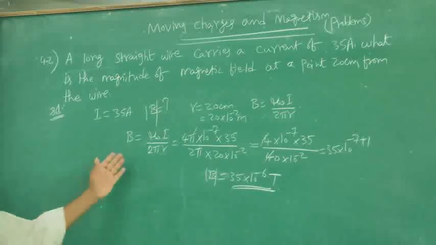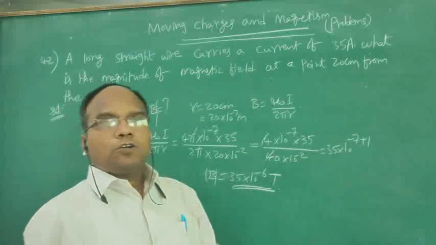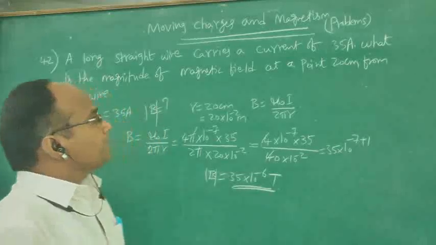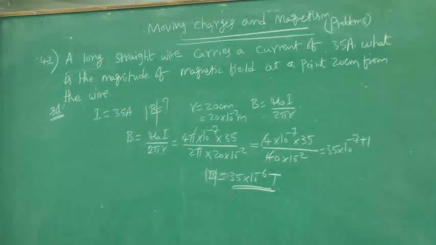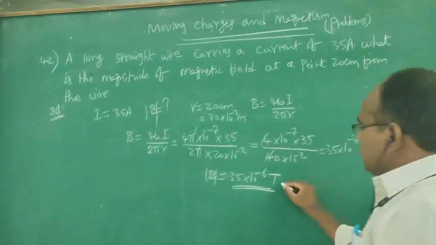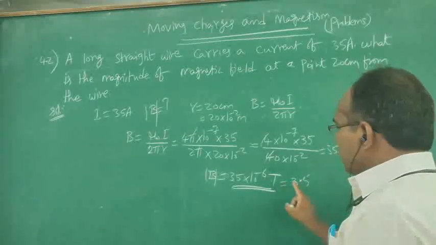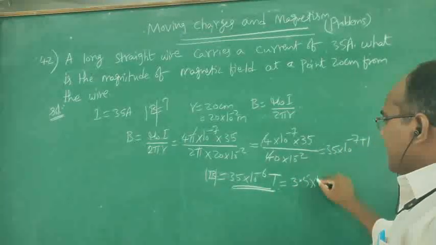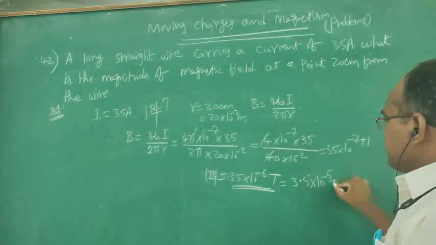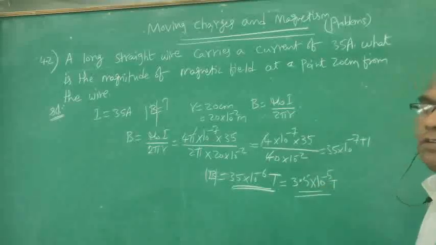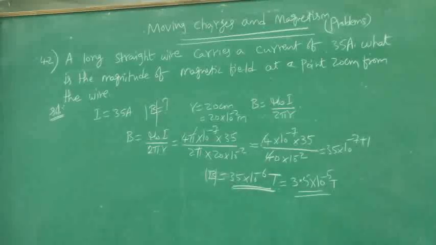So how to remember the formula? By studying the topics. According to the textbook or some multiple choice questions, the answer may be written like this: if I keep the point here, then I can write it as 10 to the power of minus 5 Tesla. Some answers will be like this.